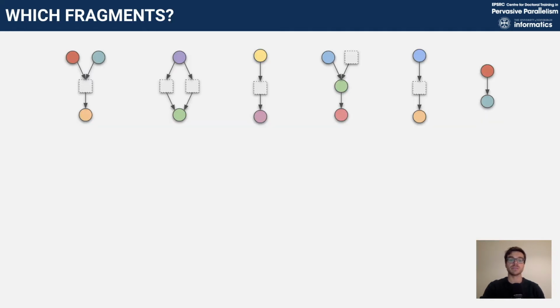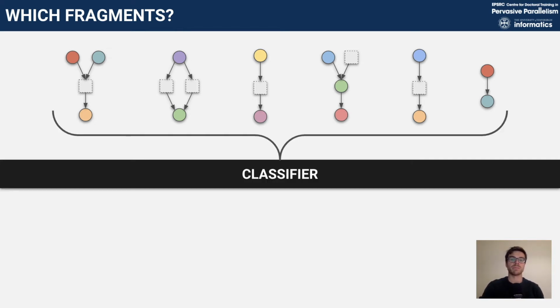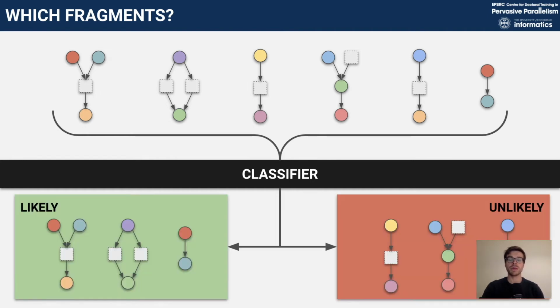The first of these models simply aims to predict which fragments are likely or unlikely to appear in a solution. At the top of the slide, we've got 6 example fragments. These fragments are passed to a classifier along with the type signature for the current synthesis problem. This classifier makes a binary decision whether the fragment is likely or unlikely to appear in a solution. Note that this can't be 100% accurate, and so we keep the unlikely fragments around.